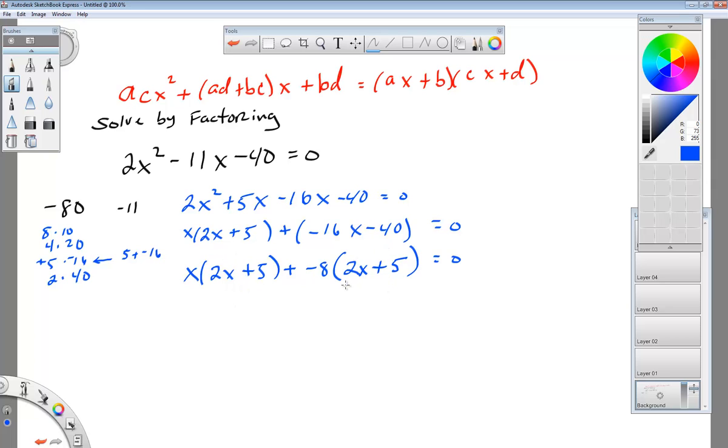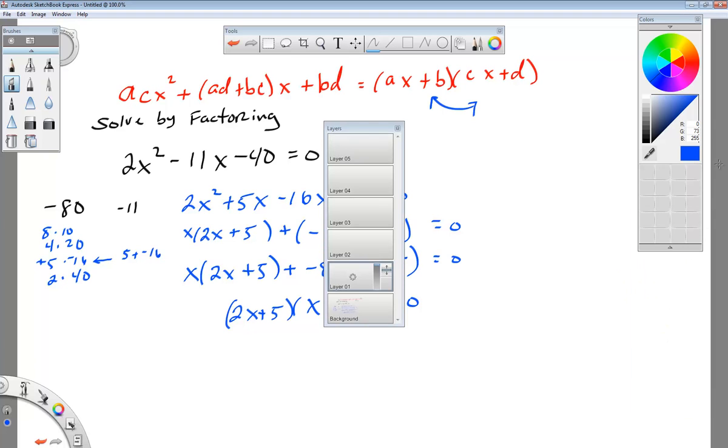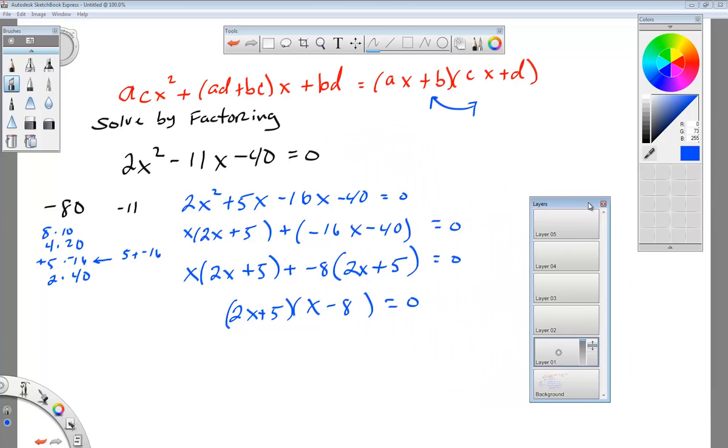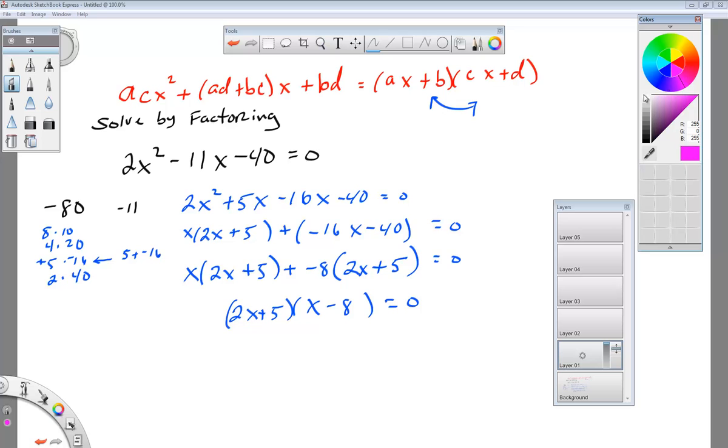And when I factor this out, I can have 2x plus 5 as one binomial, because I'm now going to make this here, right here. So there's 1. Since that appears in each one, I can factor that out. And what's left gets put in my other thing, x plus negative 8, which we write x minus 8. That equals 0. Now we can check this, and I'm going to do that in a different color on a different layer here. I'll do that in like pink.